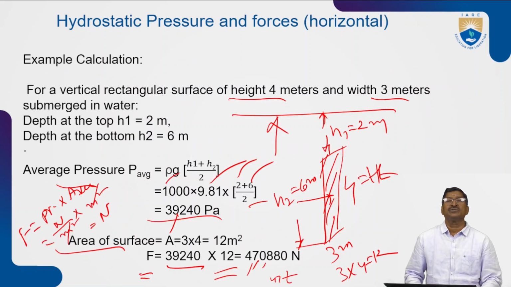Now a calculation. Some rectangular vertical surface is at a depth of 2 meters at the top, and the bottom of the surface is at 6 meters. The width of the vertical surface is 3 meters, the height is 4 meters, and the area is 12 square meters. The average pressure is rho g h, where h is (h1 plus h2) by 2. That is 1000 into 9.81 into (2 plus 6) by 2, where rho is 1000, g is 9.81, h1 is 2 for the top distance, and the bottom distance is 6 meters. Once you get this average pressure, you multiply by the area of that vertical surface, that is b into H, 3 into 4, 12 square meters. So you will get the force on the vertical surface.